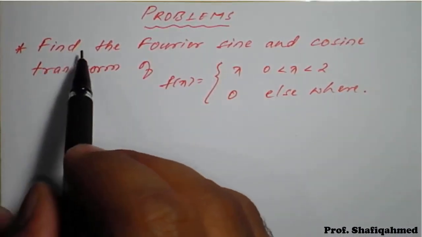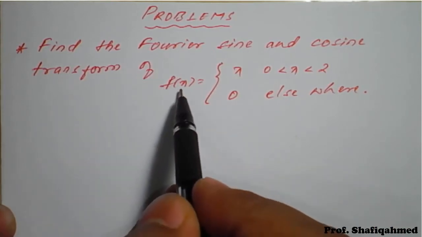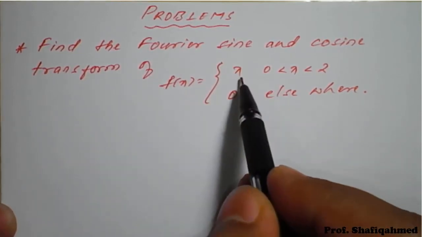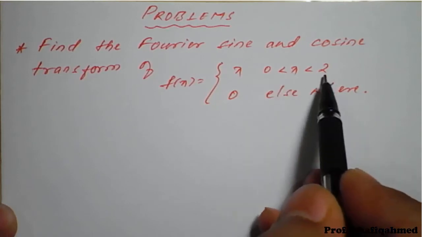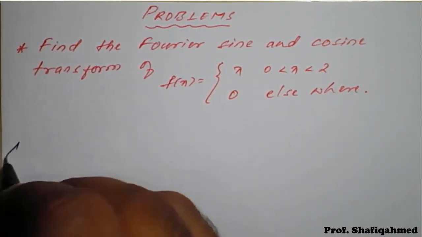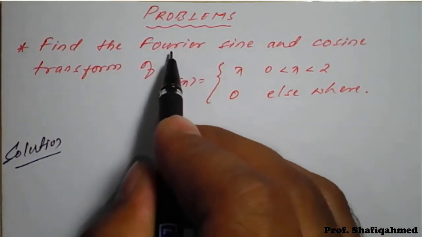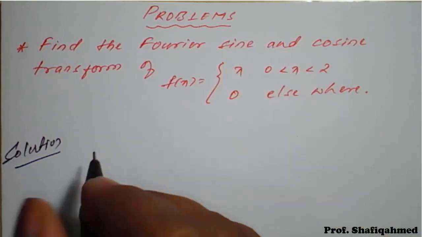The problem is: find the Fourier sine and cosine transform of the function f of x is equal to x for x greater than 0 less than 2, and 0 elsewhere. So, solution: we need to find the Fourier sine and cosine transforms.